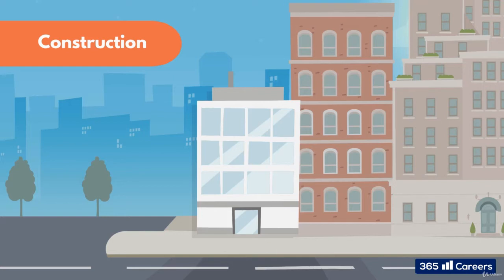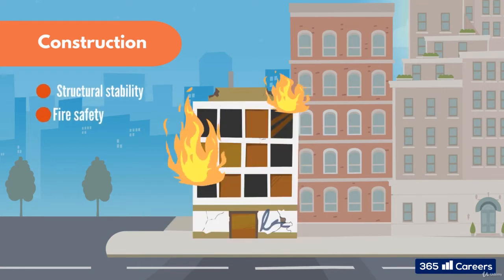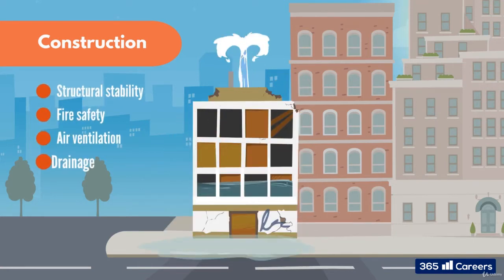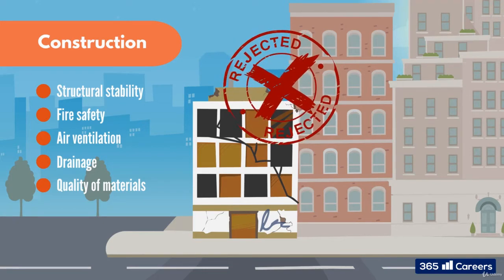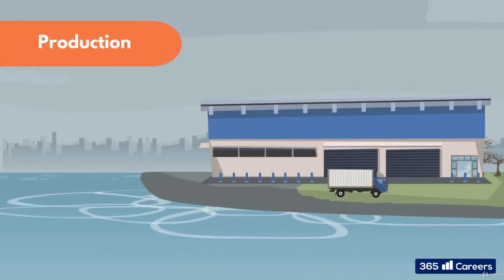These are things like structural stability, fire safety, air ventilation, drainage, electrical safety, quality of materials, plus so many more. Without these regulations met, the project is unlikely to get the required authorization documents. Field number 2, production. A common way to set targets in production is to look at defect rate.